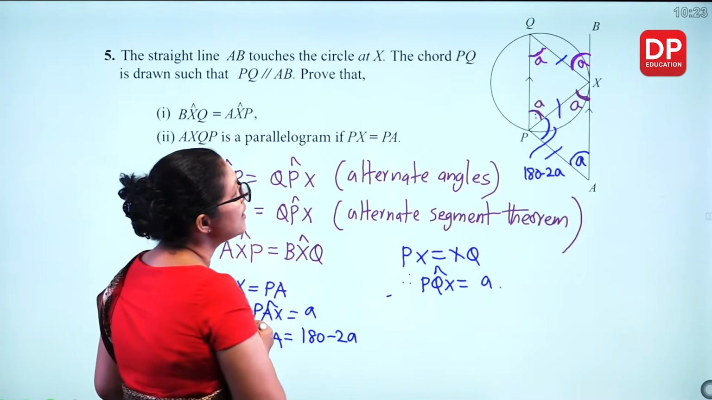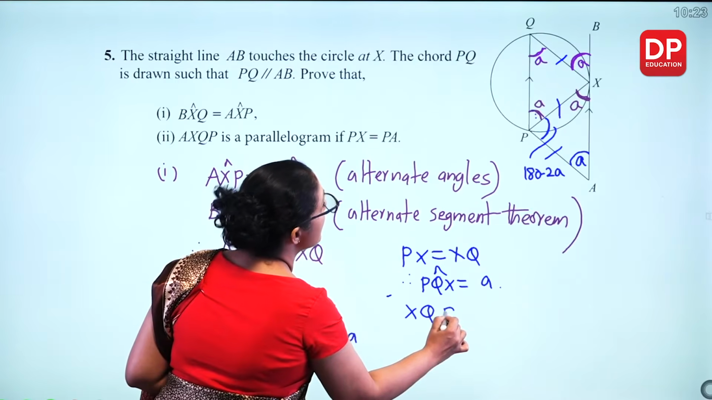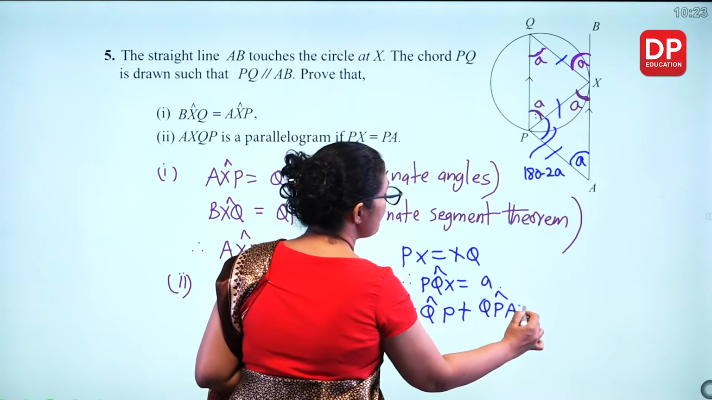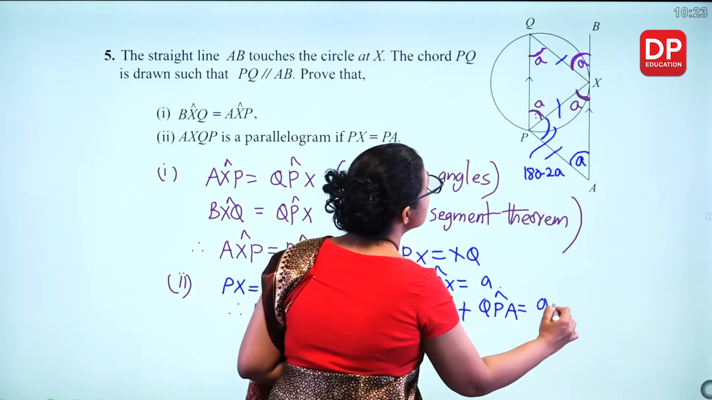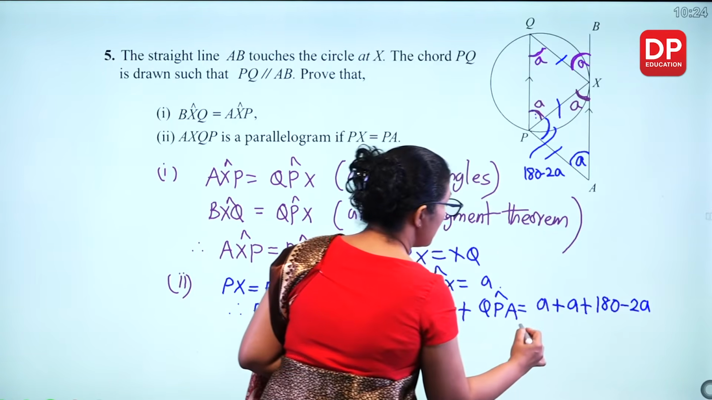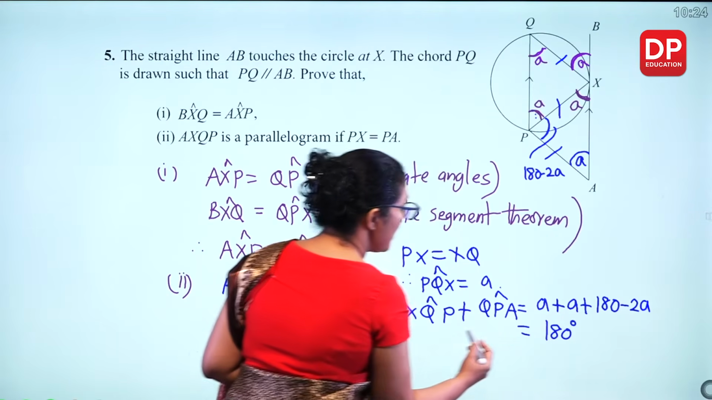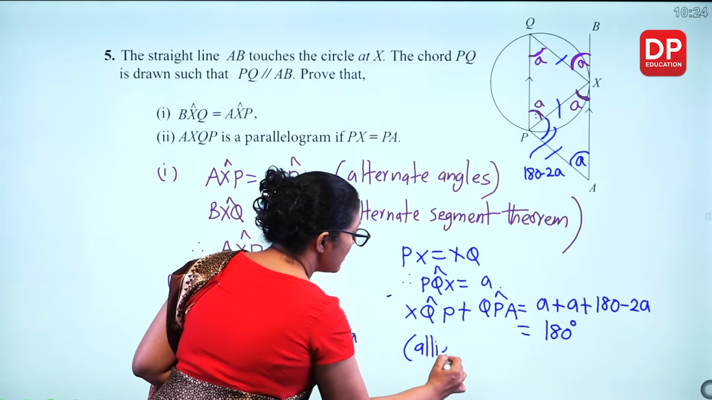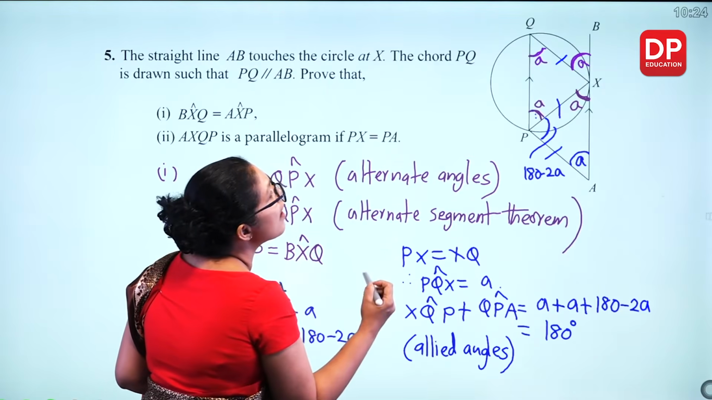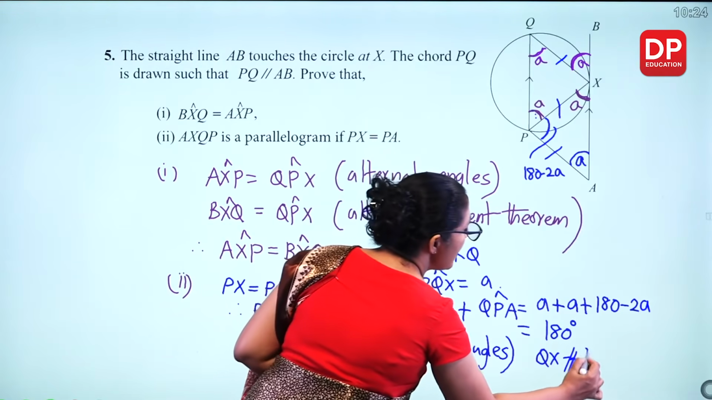Now we'll add the allied angles. XQP angle plus QPA angle. What do you get? A plus 180 minus 2A. So A plus A, 2A minus 2A get cancelled out, you get 180. So allied angles 180 means QX line is parallel to PA line.